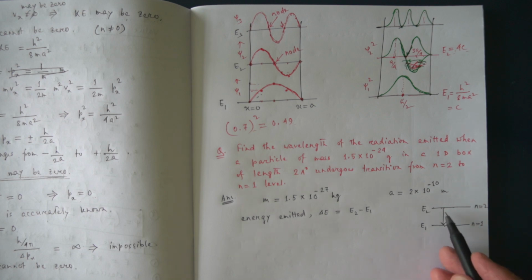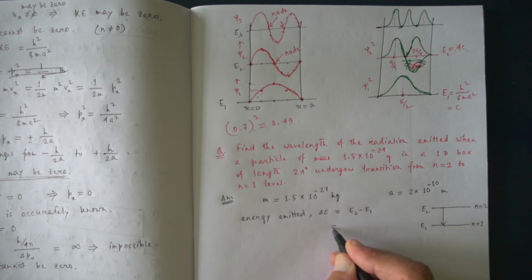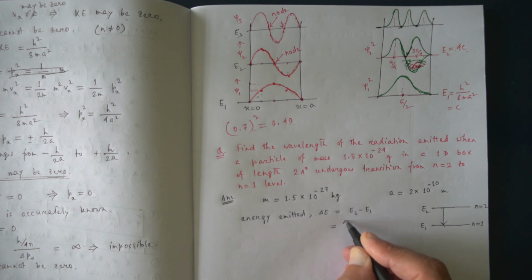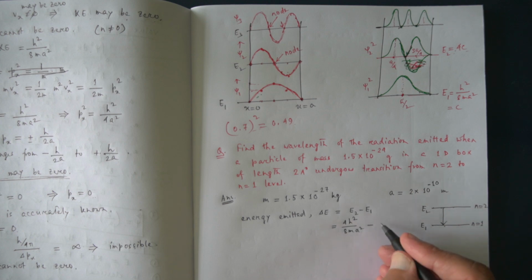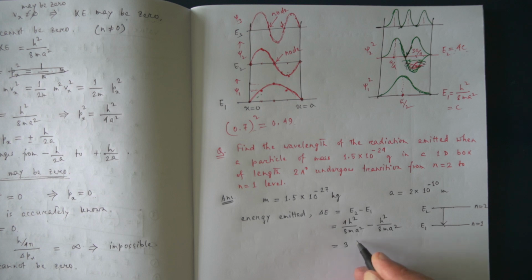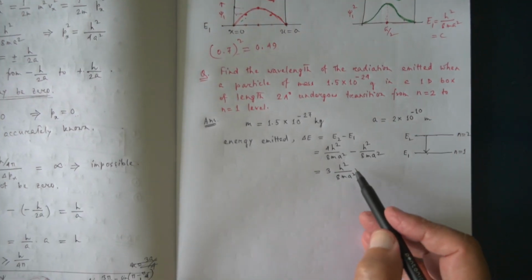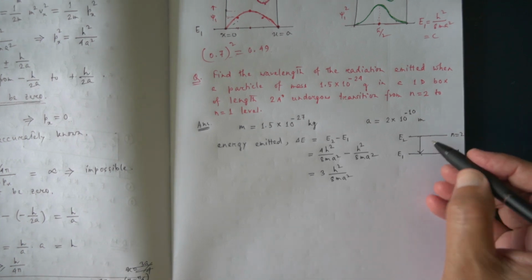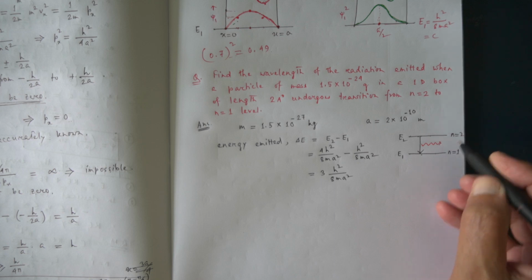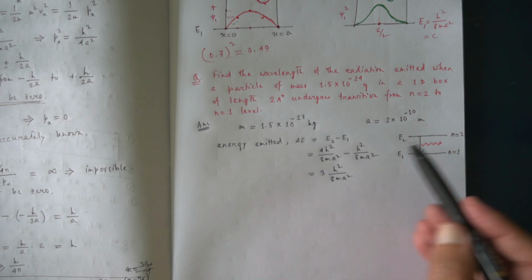And we know the energy expression: n square h square by 8 m a square. For n equal to 2 that is 4 h square by 8 m a square, and for n equal to 1 it is h square by 8 m a square. So the difference is 3 h square by 8 m a square. This much energy is emitted in the form of radiation.